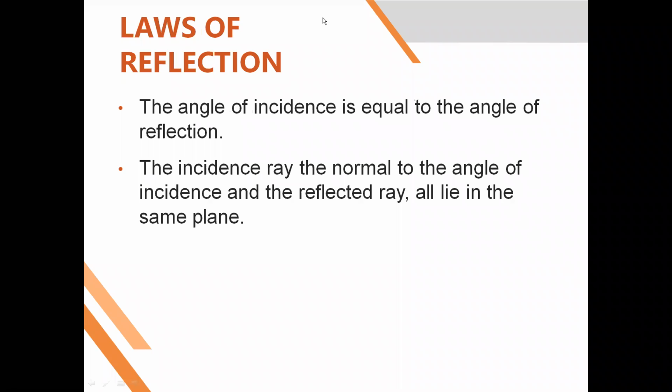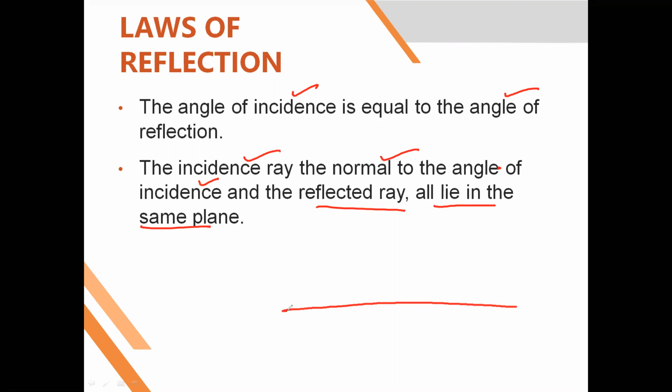Now we come to the laws of reflection. There are basically two laws of reflection. The first is that the angle of incidence is equal to the angle of reflection. And the second says that the incident ray, the normal to the angle of incidence and the reflected ray all lie in the same plane. Now what are these?